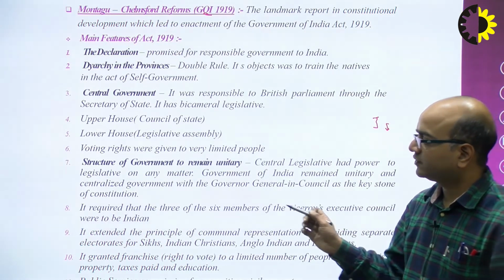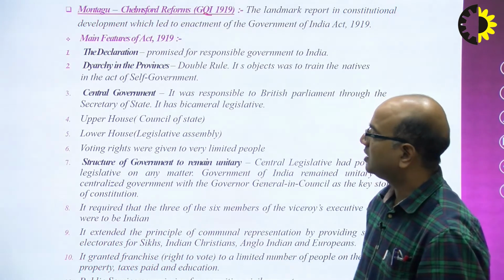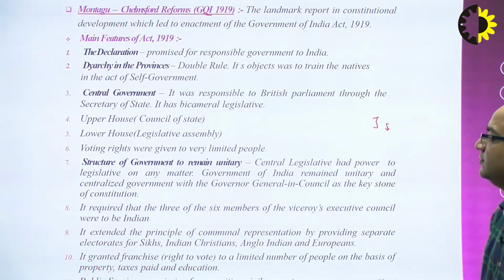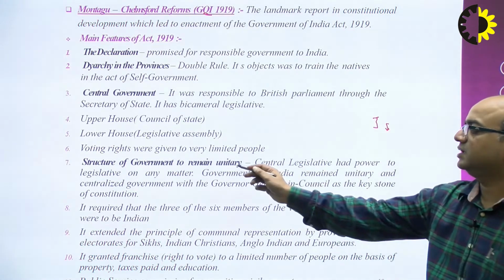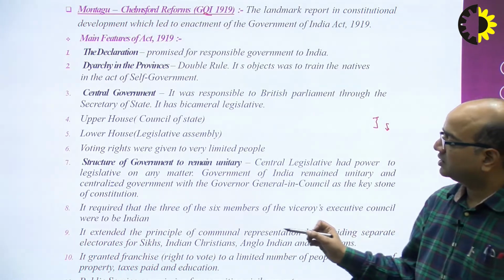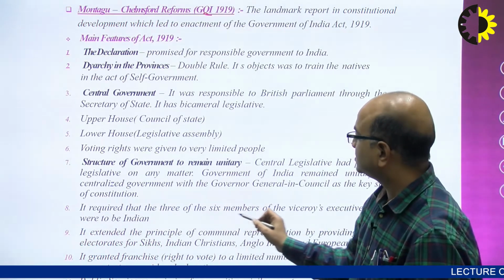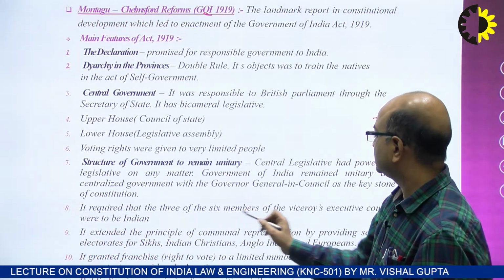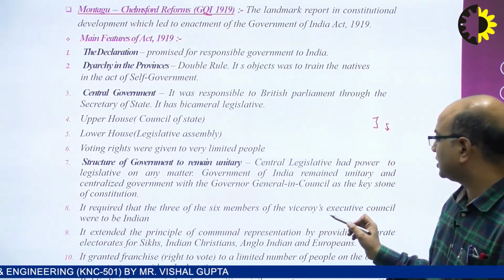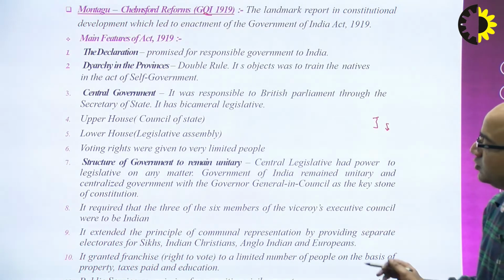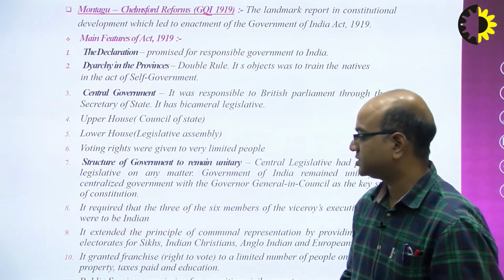But again here what we are seeing is that voting rights were given to very limited people. And if we talk about the structure, then again it is a unitary structure. But here what we are seeing is that it required that 3 of the 6 members, the people who are elected over here, that out of 6, 3 members are from the Viceroy's Executive Council, and they have to be of Indian origin.